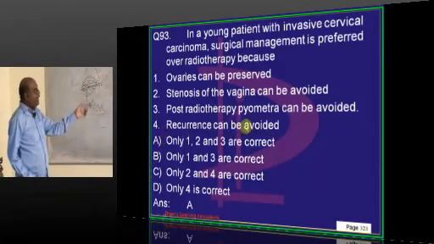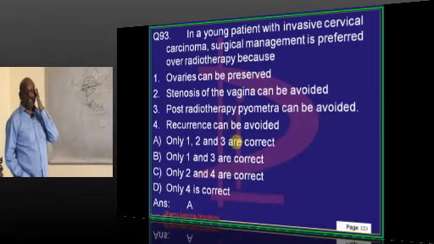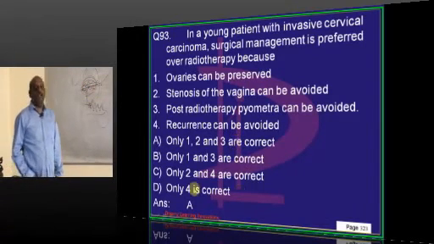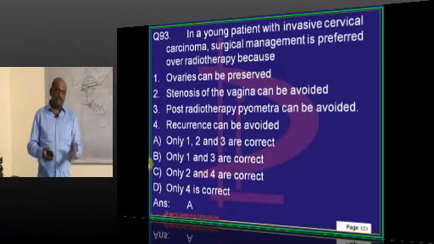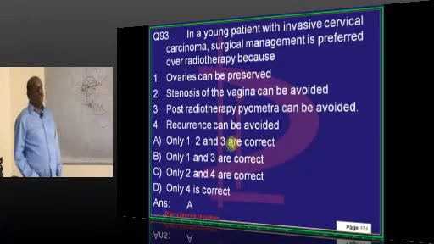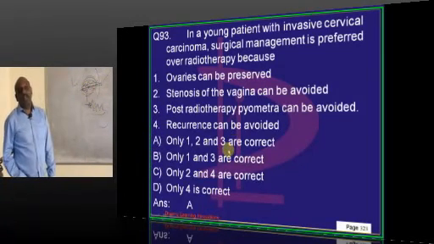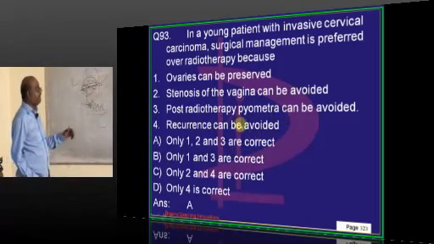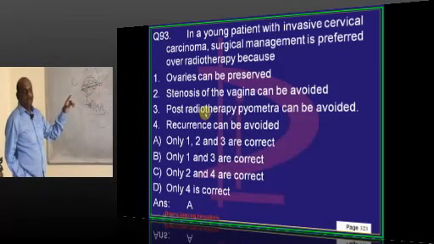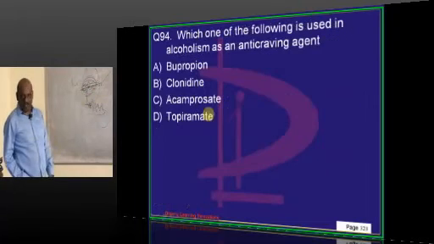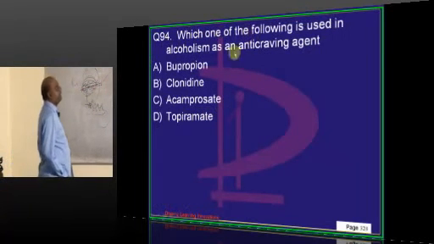Then post radiotherapy pyometra is a complication. Post radiotherapy pyometra, collection of pus into the surrounding adnexal structures is common. That can be avoided. That is the reason you prefer surgery over that of the radiotherapy, is what needs to be remembered.